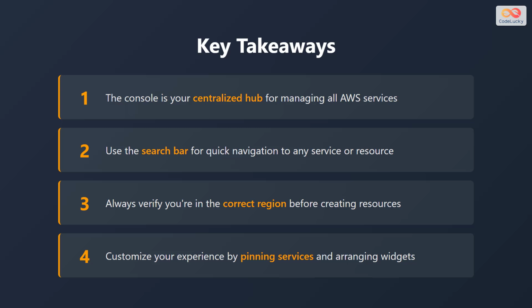Let's recap the key points from this tutorial. First, the AWS Management Console is your centralized hub for managing all AWS services through an intuitive web interface. Second, use the search bar for quick navigation to any service or resource. It's the fastest way to get where you need to go. Third, always verify you're in the correct region before creating resources, as this affects performance, compliance, and costs. And fourth, customize your experience by pinning frequently used services and arranging dashboard widgets to match your workflow. With these fundamentals, you're now ready to navigate the AWS Management Console confidently and efficiently.